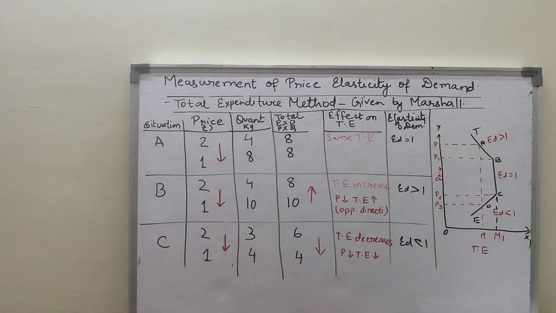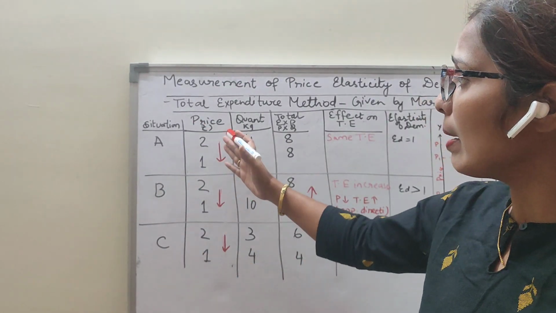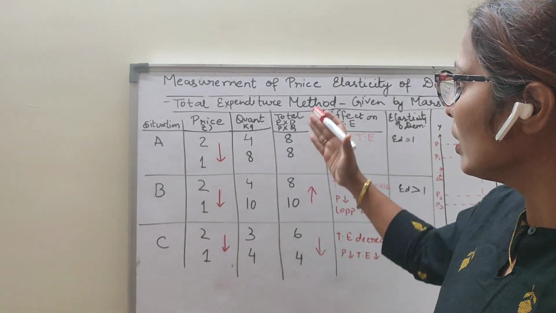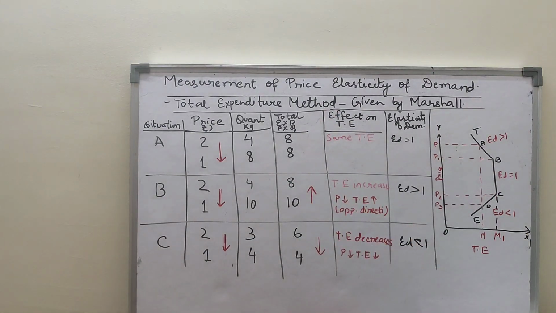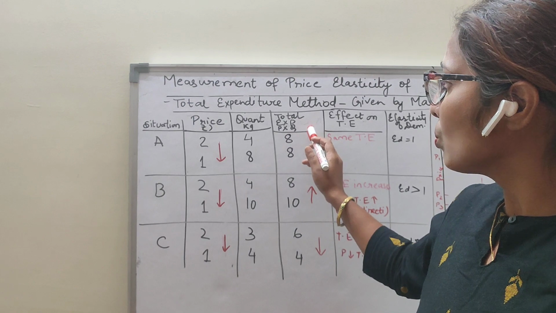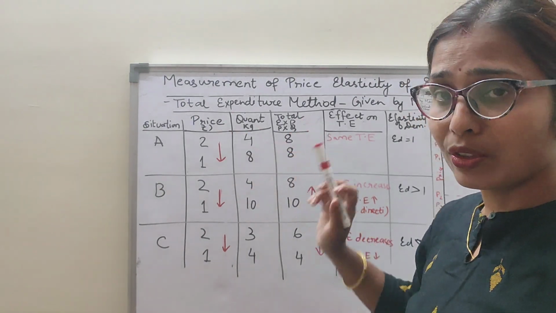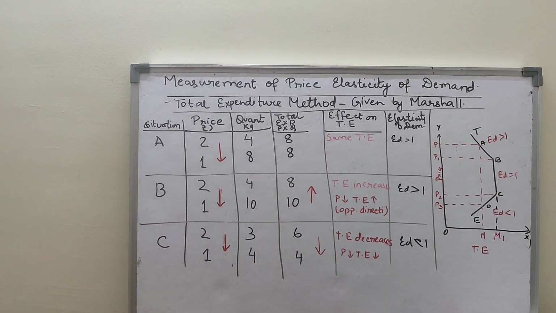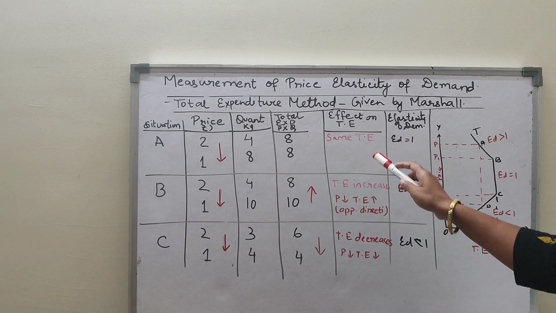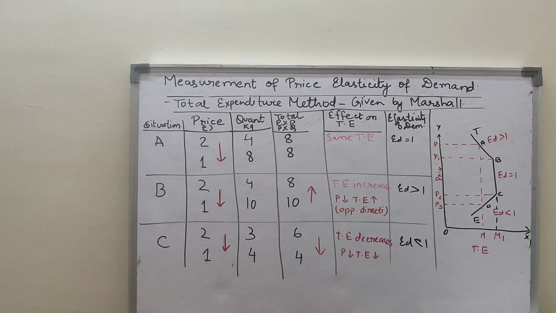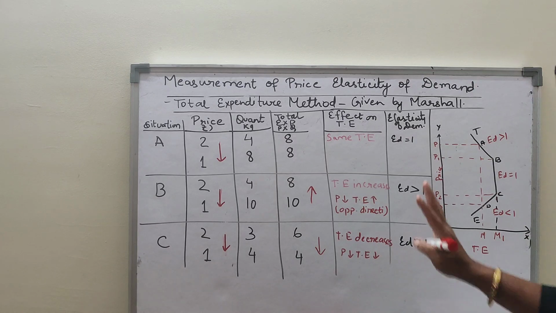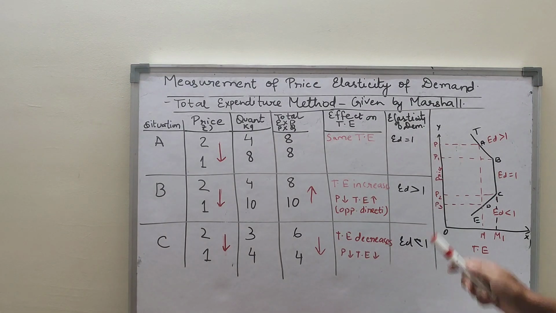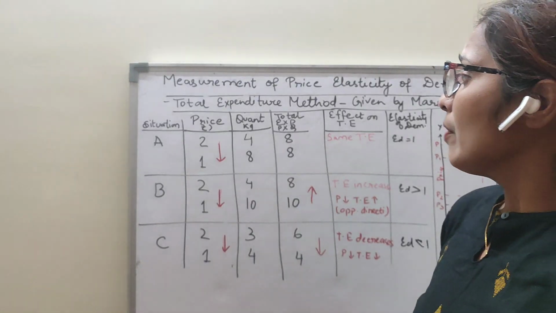So here, children, I have taken three situations, and here I am taking the price column, quantity column, and total expenditure. You can see I will calculate total expenditure by using the price into quantity method. In this column, the effect on total expenditure. TE is the total expenditure. Please don't use the short form, always use the full form of total expenditure. Clear? And here I have taken elasticity of demand.